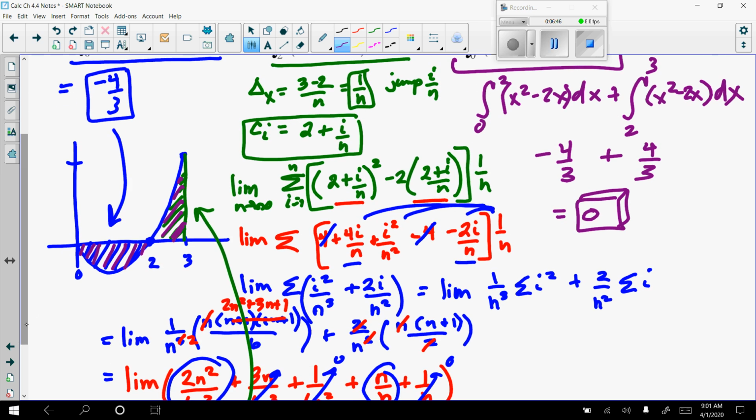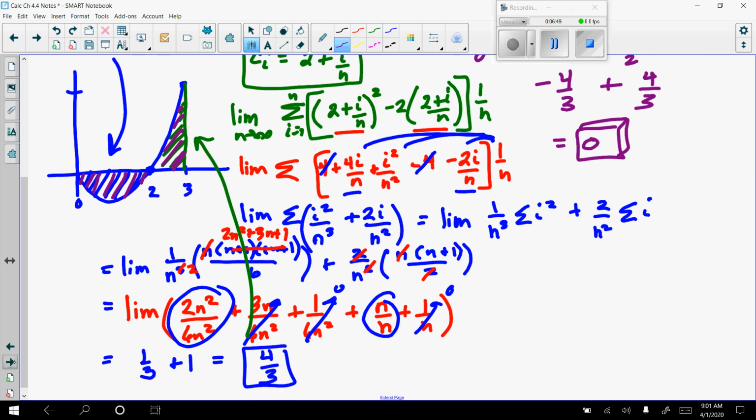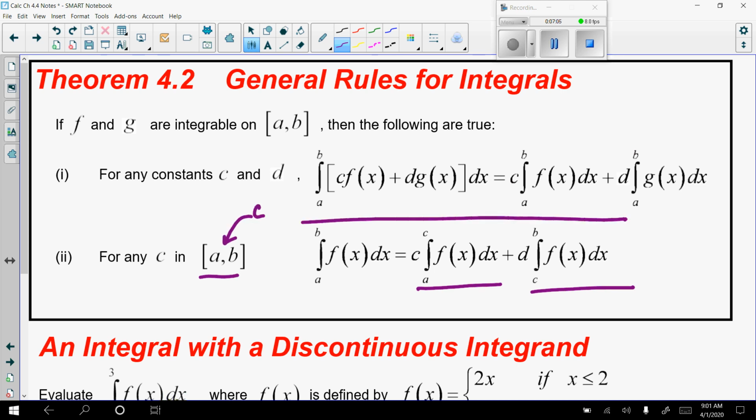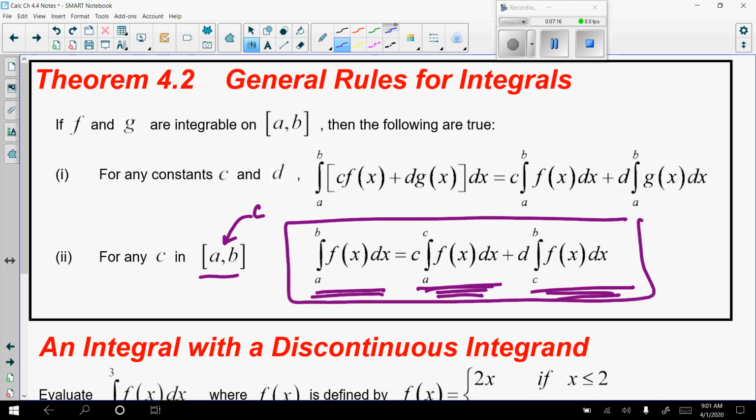So with this long problem, what it illustrates for us is that we can take a whole interval and separate it into two separate integrals where c is somewhere in between those two integrals. So that's exactly what we just did. We found the integral of the left side, the integral of the right side, and we added them together to get the total integral. This theorem also says that you can take these constants that are in front and move them out in front of the integrals. We've done that before, so that's nothing new.